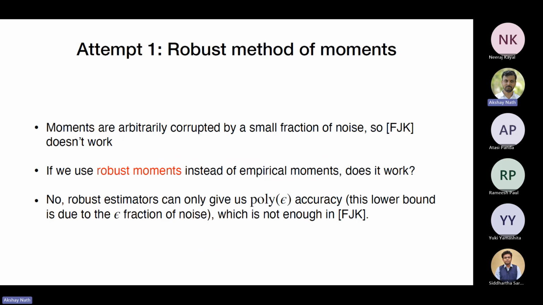Unfortunately, it doesn't work. Because as I just mentioned, the robust estimators can only give us poly-epsilon accuracy, and this we can't improve because the adversary can always corrupt an epsilon fraction of points. But this poly-epsilon accuracy is not enough in application. They need something like 1 over the accuracy of those moments to get the TV distance bounds.